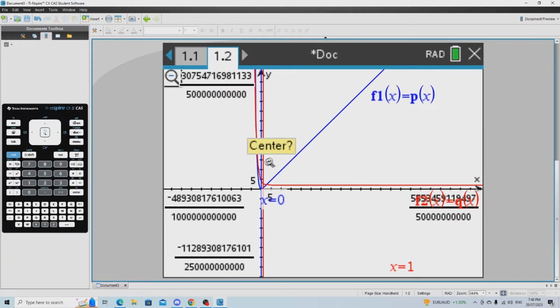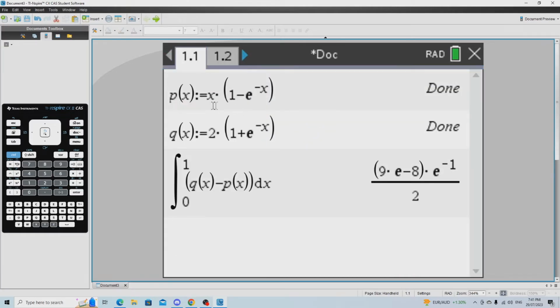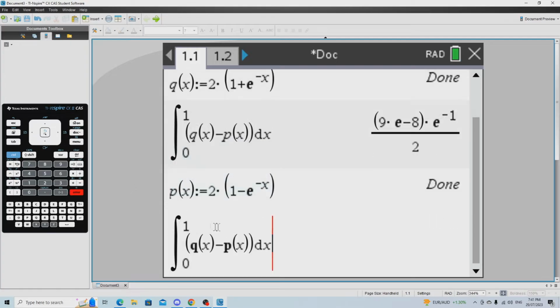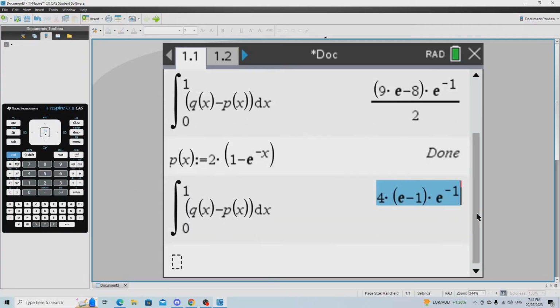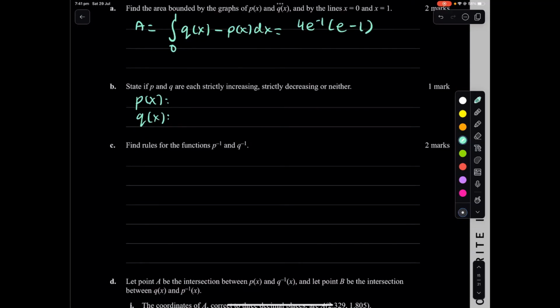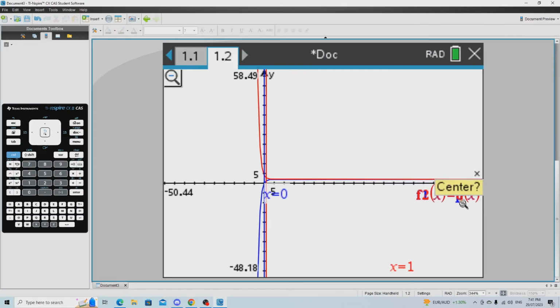Okay, have I done anything wrong? Oh my god! For p of x, I forgot to put a 2 here. So your value here changes. Oh no. So let me just rub out the answer for the first question, and we're saying that it is e minus 1. So p of x should change.